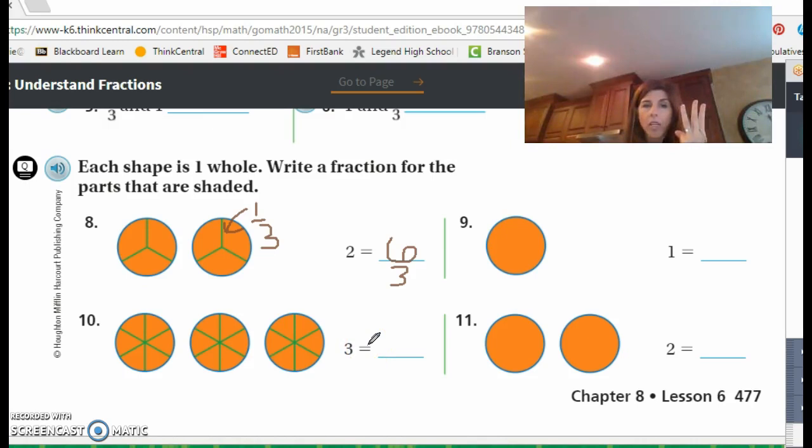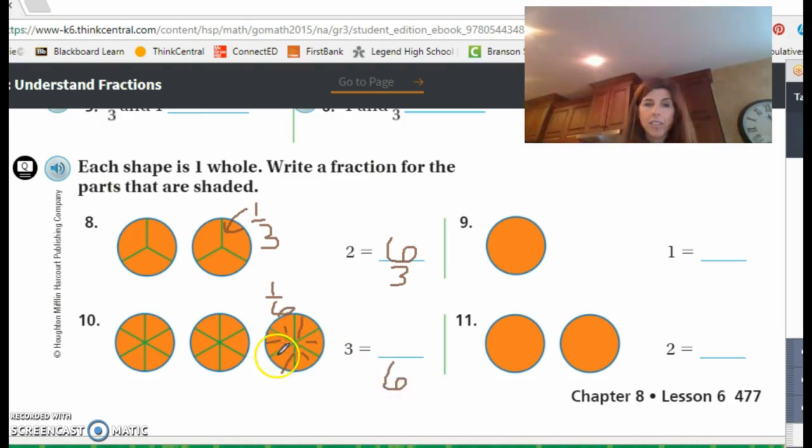How many equal parts are they divided up into? 1, 2, 3, 4, 5, 6. So each one of these is 1/6. They are divided up into 6. Our denominator would be what? You should say 6. Okay.